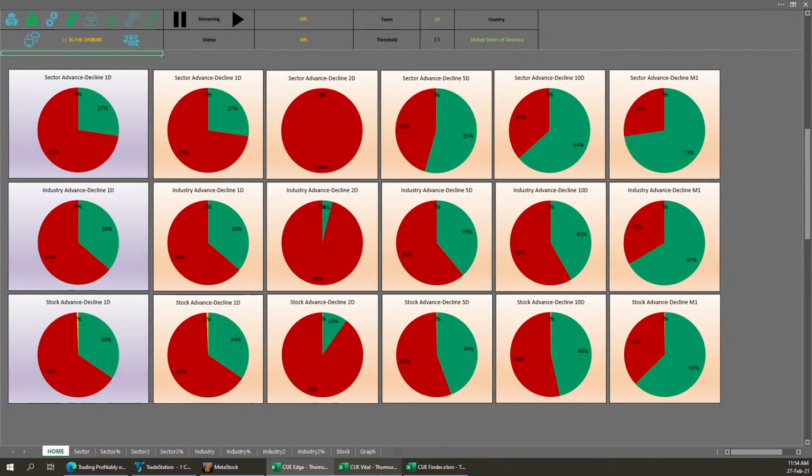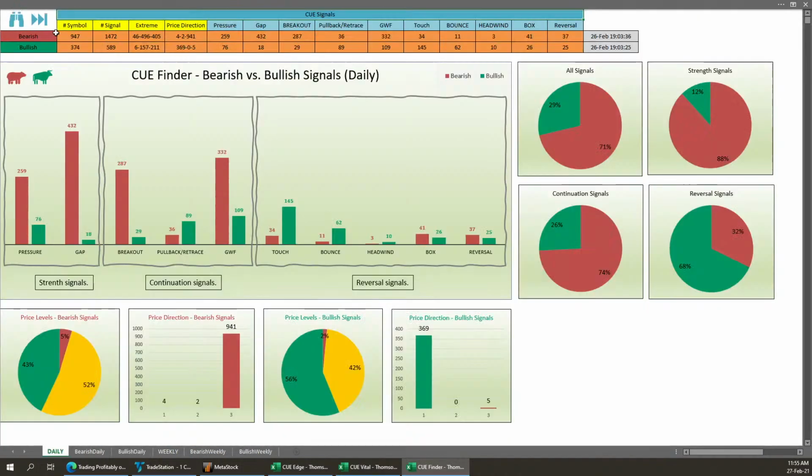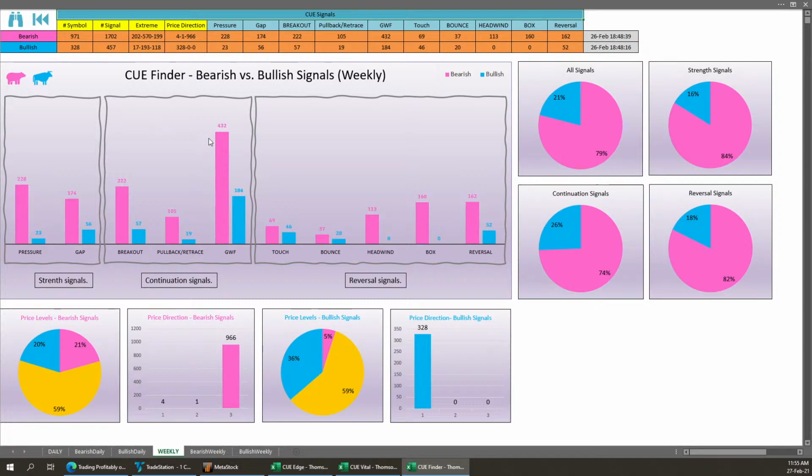If we look at the technical breadth, very useful. Let's look at the weekly period first. Balance between bulls and bears. In terms of technical signals, it is very bearish this week. 79% of all signals bearish. Strength signals 84% bearish. Trend continuation 74%. Even reversal signals 82% bearish.